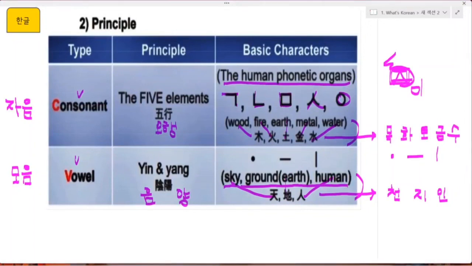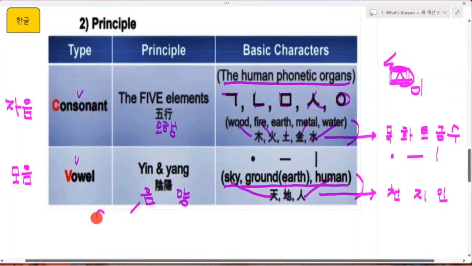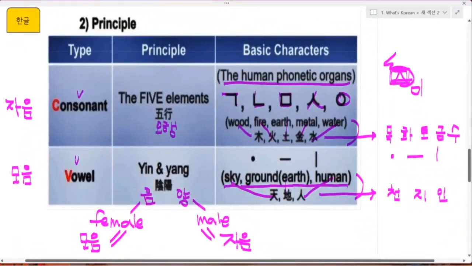Okay, good. One more. Is considered female, and yang is considered male. So we think vowels, moon are considered female, and 자, consonants are considered male. Okay, this is a very important point. Please remember that.